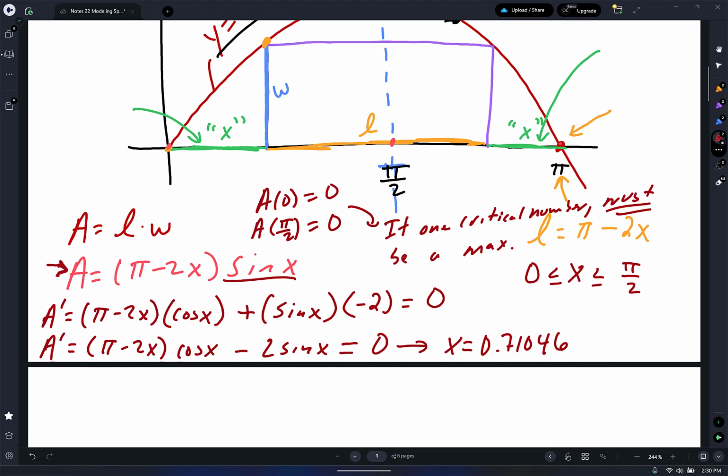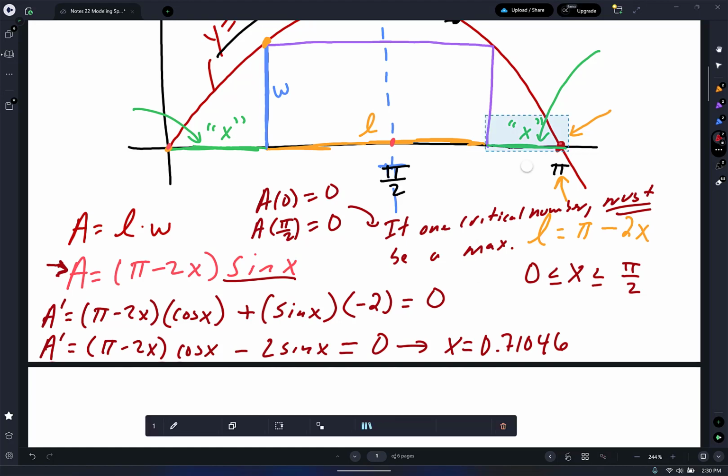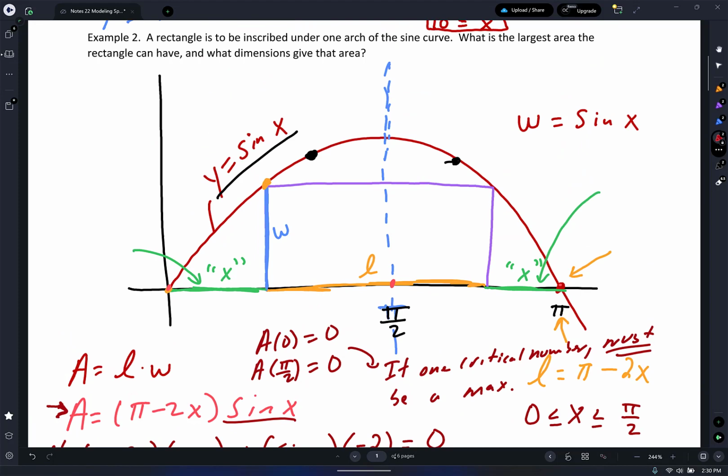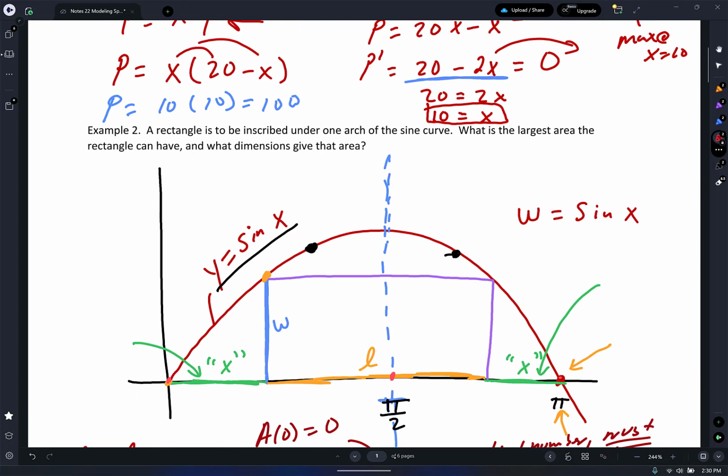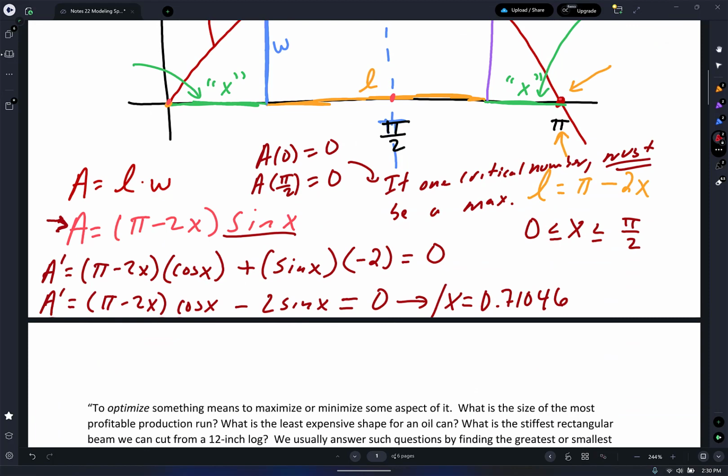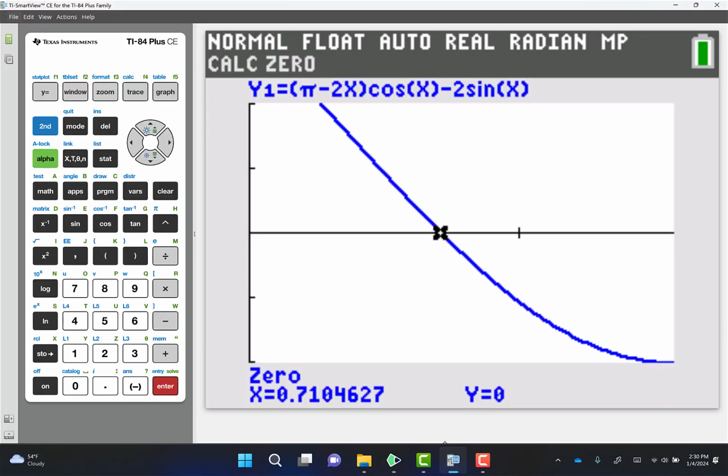All right. What does that mean? I don't have dimensions. What was the question asking? What is the largest area the rectangle can have, and what dimensions give that area? Okay, so here we go. Let's find the largest area and let's give the dimensions of that rectangle. So this is my x value, right? Don't try to memorize it. Don't truncate it. Store it in your calculator.